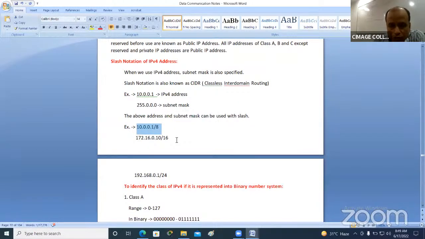Suppose we have to do it with class B. In class B, there are a total of 16 network bits. That's why we can write it like /16. In class C, there are 24 network bits. That's why we can write it like /24. This is the slash notation of IPv4.